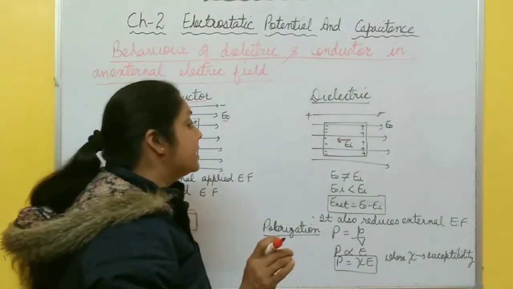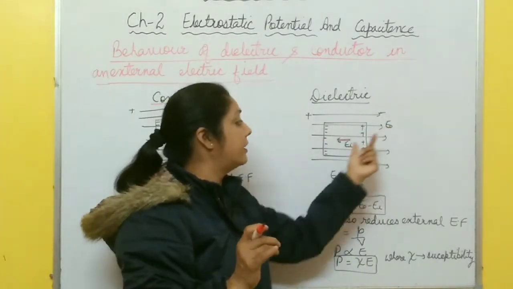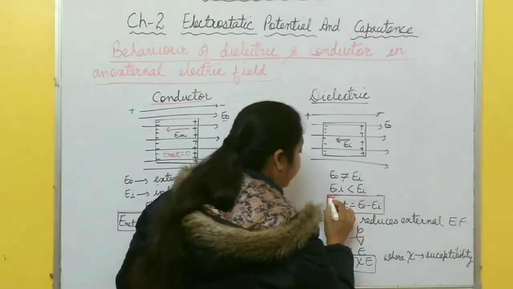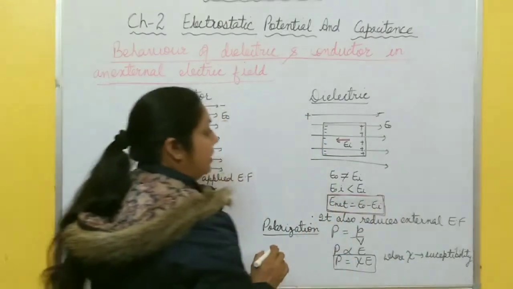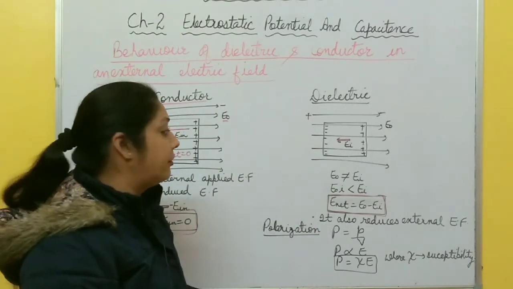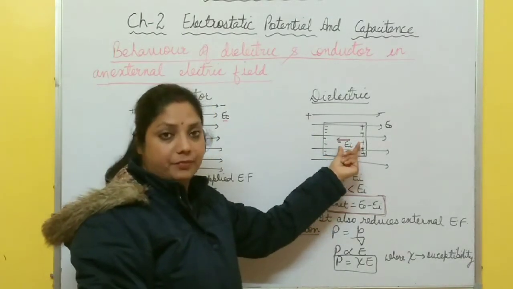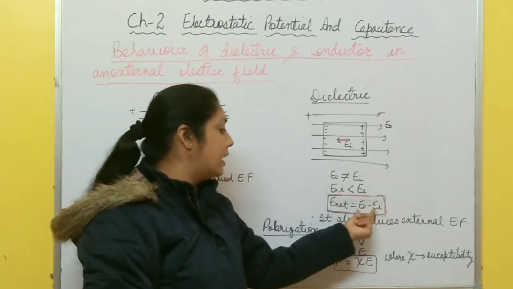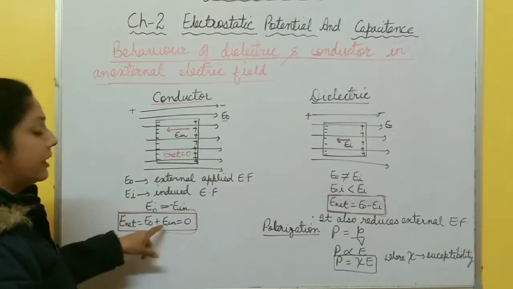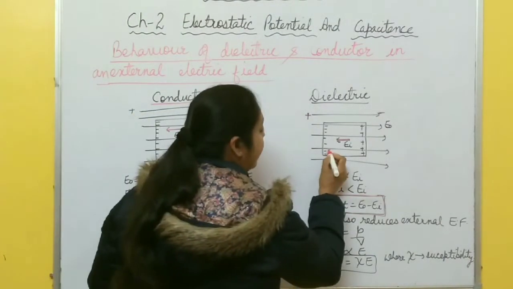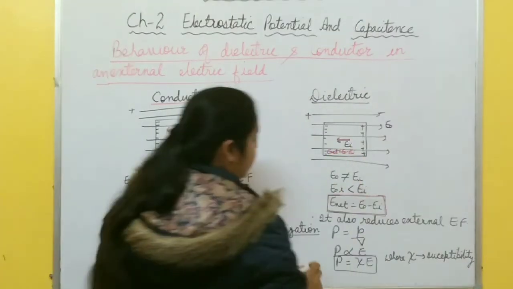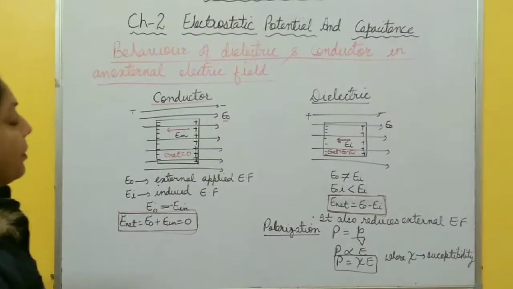It means there must be a difference of this external electric field to this one, E0 minus EI, and this is the net electric field inside the dielectric. The main purpose of a dielectric is to reduce the external electric field by an amount EI. Right? So E0 minus EI is the net electric field inside the dielectric. But in case of a conductor, the net electric field is 0. Here, the net electric field is E0 minus EI. Right? So these properties are very important.